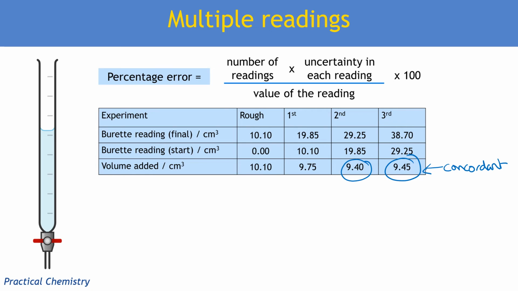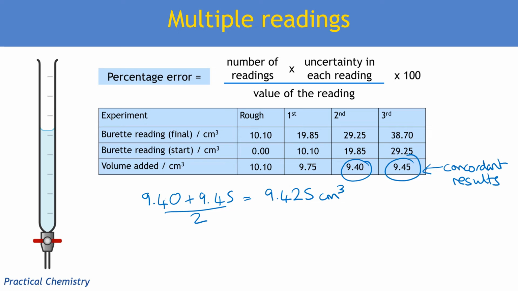And notice also that when we say the reading that I use, the reading that I use is not 29.25, 38.7. It's none of those numbers above. It's the final volume added that I'm going to use in my calculation, because that's what's going to affect my experiment. So that's what I'm interested in. What's the percentage uncertainty or percentage error in that reading? So I'm going to take an average, 9.40 plus 9.45 divided by 2 gets me 9.425 centimetre cubed. So that is my actual reading.